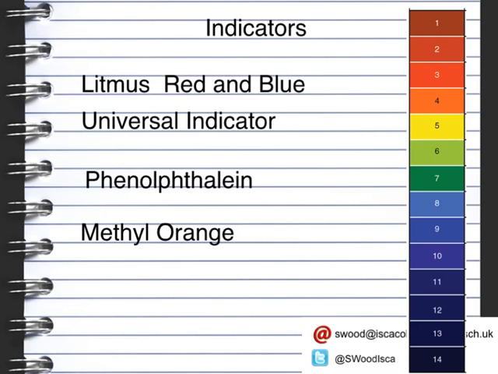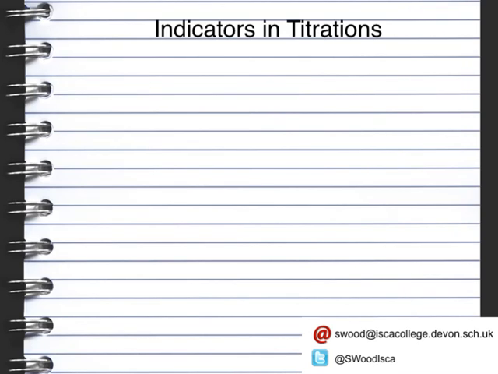Now with phenolphthalein, in an acid solution it is colourless, and then it goes to a red colour when we get an alkali solution. And then with methyl orange, we saw last time that it goes from an orange colour when it's alkali into a pinky colour when it is in acid conditions.